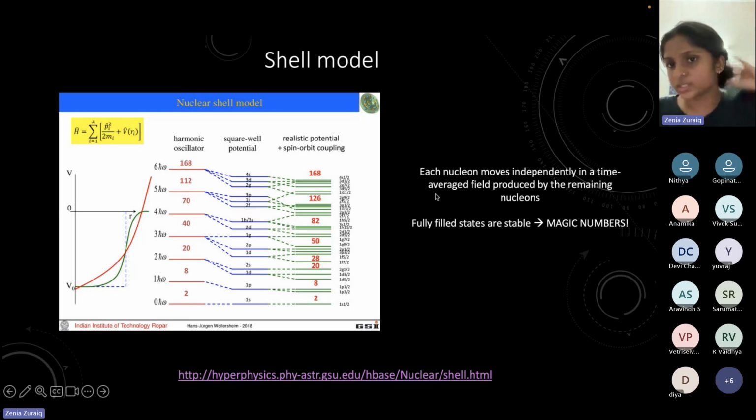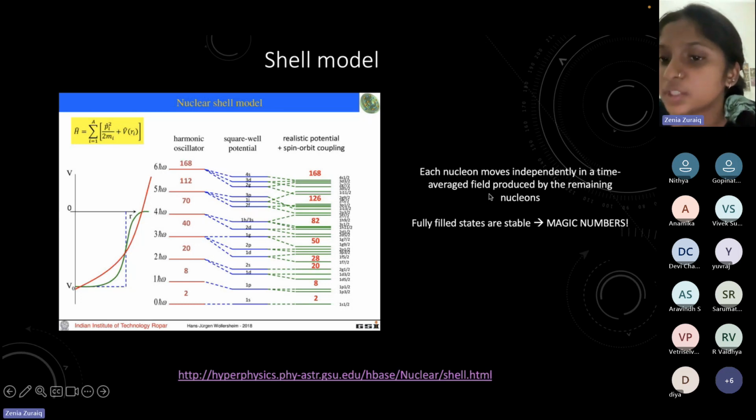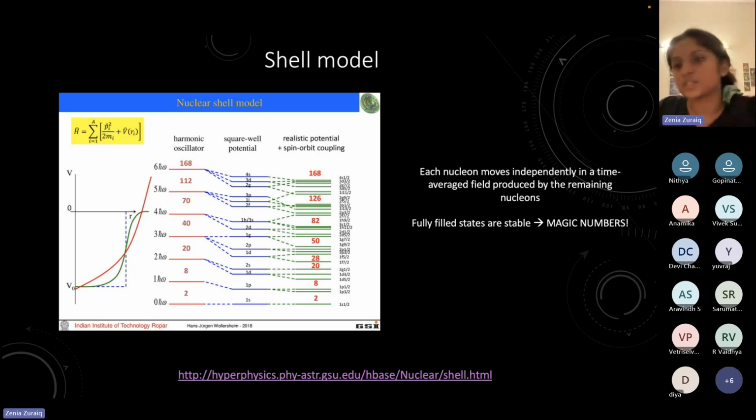But again, the assumption is that every nucleon moves independently in a time average field produced by the remaining nucleons. So imagine a nucleus, imagine an iron nucleus, which has 56 nucleons, if I remember correctly. I pick out one of the nucleons, say nucleon number 20, right? So I know that everything from 1 to 19 and 21 to 56 is exerting some force on 20. I'm not going to care about any of the other nucleons. I'm just going to look at 20, and I'm going to say that 20 is going to move independent of how 1 is moving, how 2 is moving. It only depends on the field which is produced by the remaining nucleons.